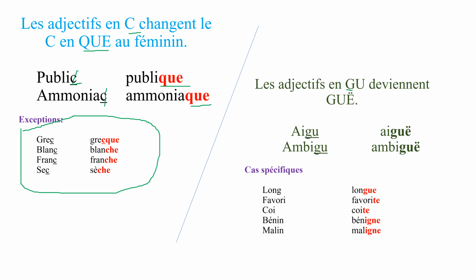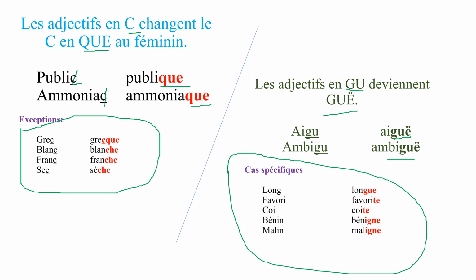And adjectives ending in GU, they take their feminine form by changing GU into GUE. Tréma, don't forget the tréma. Aigu becomes aiguë, ambigu becomes ambiguë. Here are now some specific exceptions. Long becomes longue, favori, favorite, etc.